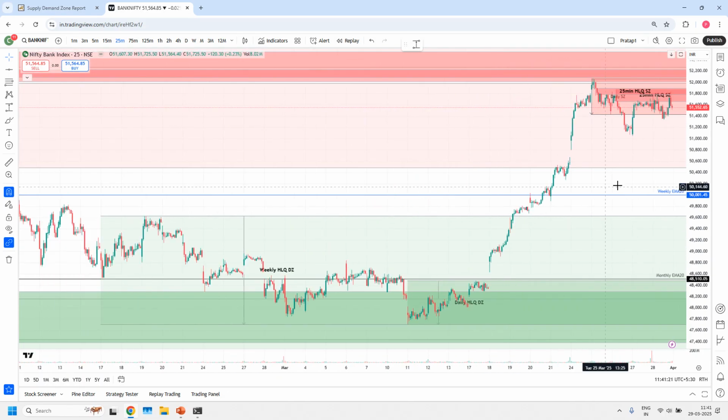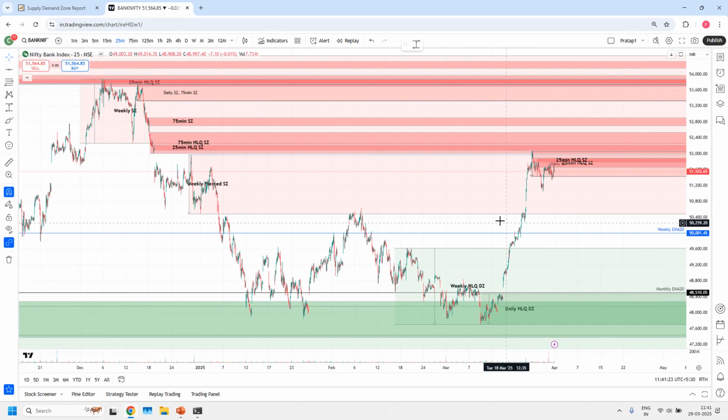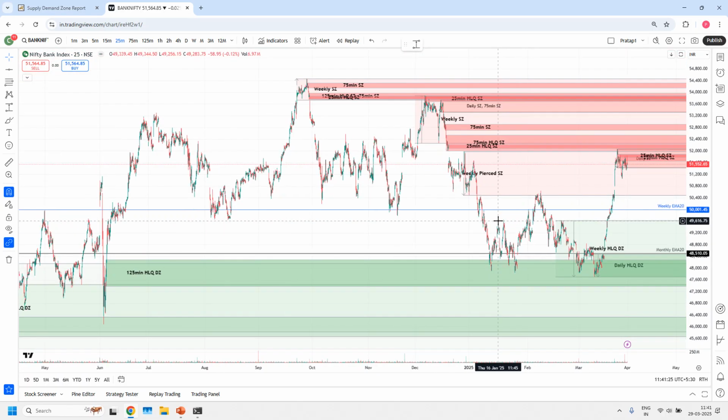Next we will draw high liquidity demand zones. See, when I am drawing these zones, you pause the video, and if you are also drawing these zones on your charts in parallel, then in this analysis you get the maximum benefit. And also it is going to be very good practice for you.